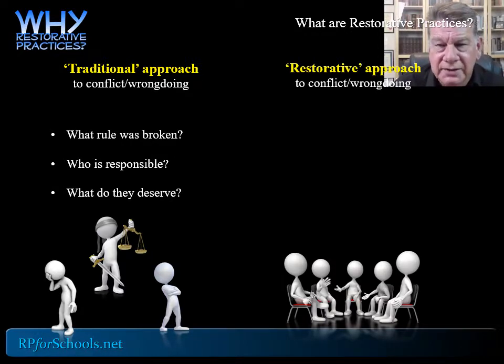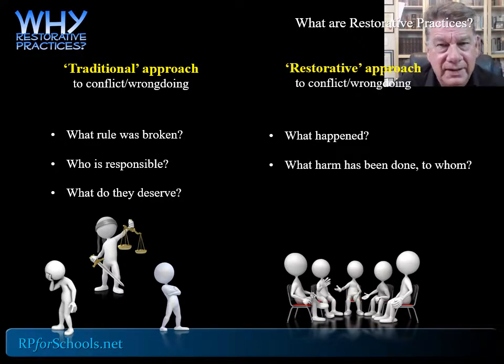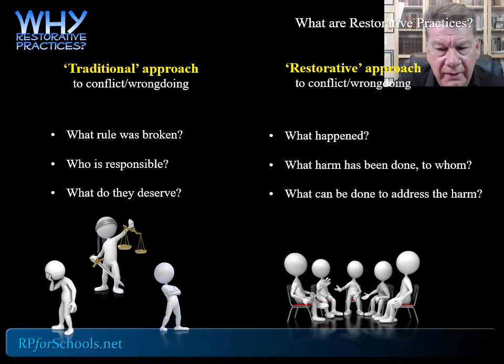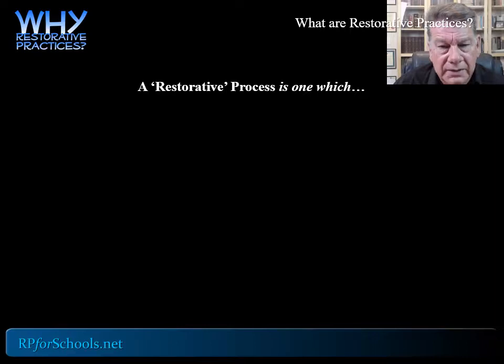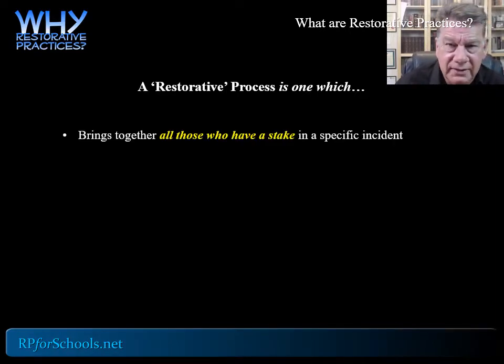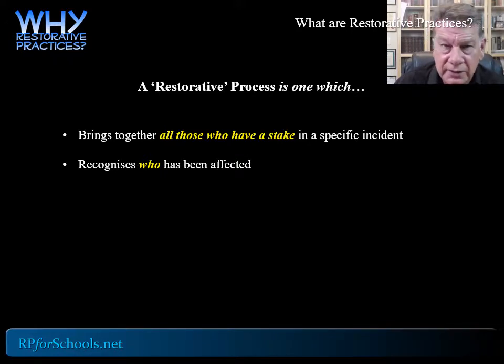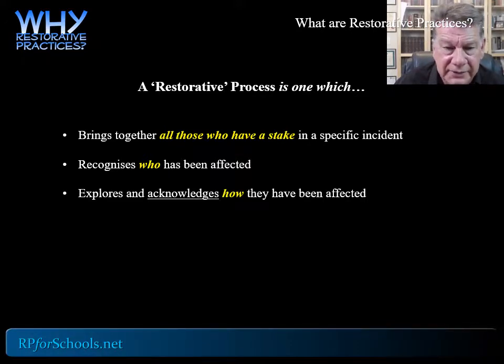The RP approach is very different. It asks what happened, what harm has been done to whom. So the focus is very much on what harm has this caused and exploring that, and what can be done to address the harm. So a restorative process brings all those together who have a stake in the specific incident, conflict or wrongdoing. It recognises who has been affected and it gives them a voice. It explores and acknowledges how they've been affected.